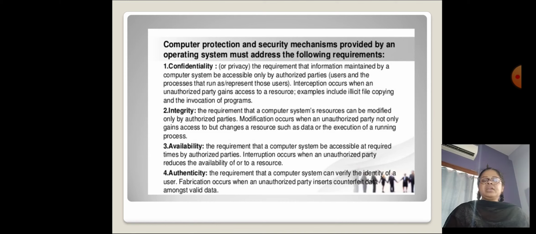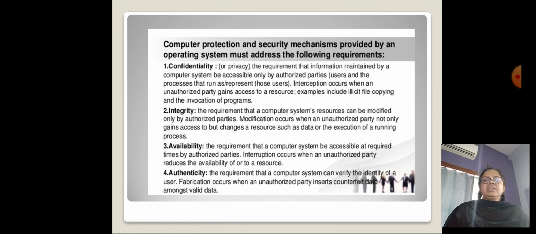Availability. The requirement that a computer system be accessible at required times by authorized parties. Interruption occurs when an unauthorized party reduces the availability of a resource.